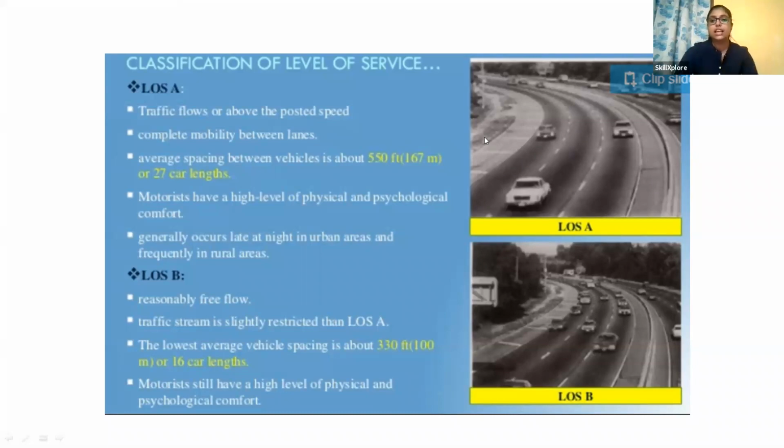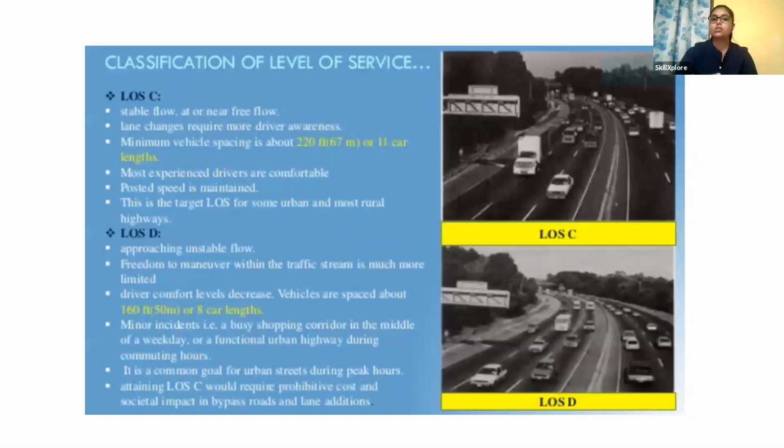And next comes level of service C. Here some more vehicles are there, but here also a stable flow at or near the free flow is there. So here lane changes require more driver awareness, and most experienced drivers are only comfortable here. This is the target LOS for some urban and most rural highways. And level of service D, more vehicles are present. So it is approaching unstable flow, and the freedom to maneuver within the traffic stream is much more limited. Here, minor incidents like a busy shopping corridor in the middle of a weekday or a functional urban highway during commuting hours could be expected.